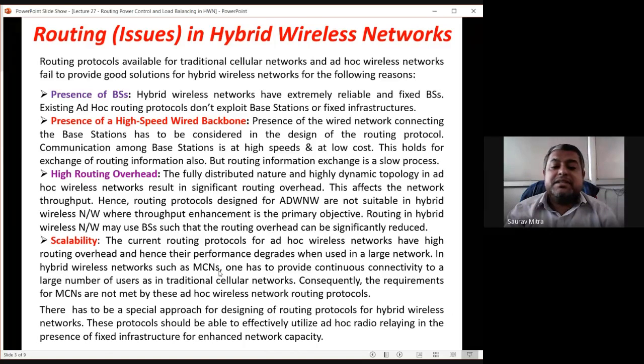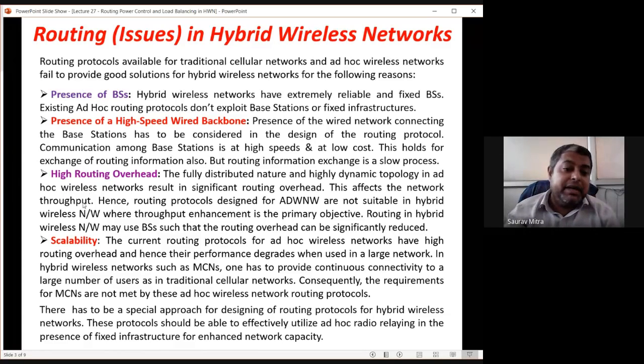In hybrid wireless networks such as MCN, multiple cellular network, we have seen that. That was yesterday's first topic. In hybrid wireless networks such as MCN, one has to provide continuous connectivity to a large number of users in a traditional cellular network. Consequently, the requirements for MCNs are not met by these ad hoc wireless network routing protocols. So scalability is the issue. Whatever routing protocol we apply in a smaller ad hoc network may not be suitable when the network is scaled up. If we increase the node number from 10 to 100, maybe the same routing protocol might not work.